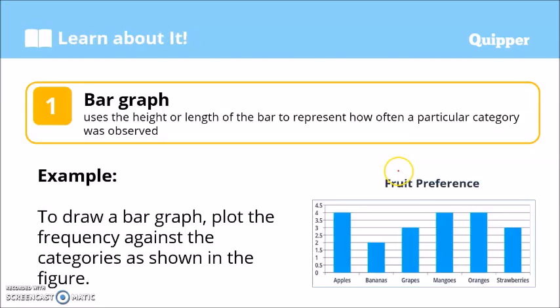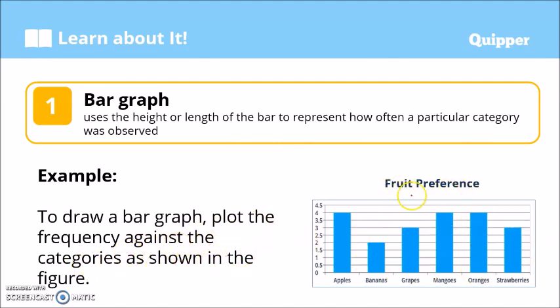Let's find out. The first type of graph is the bar graph. It uses the height or length of the bar to represent how often a particular category was observed. Therefore, it shows us the frequency of each category using its height or the length of the bar. Example, to draw a bar graph, we plot the frequency against the categories as shown in this figure.